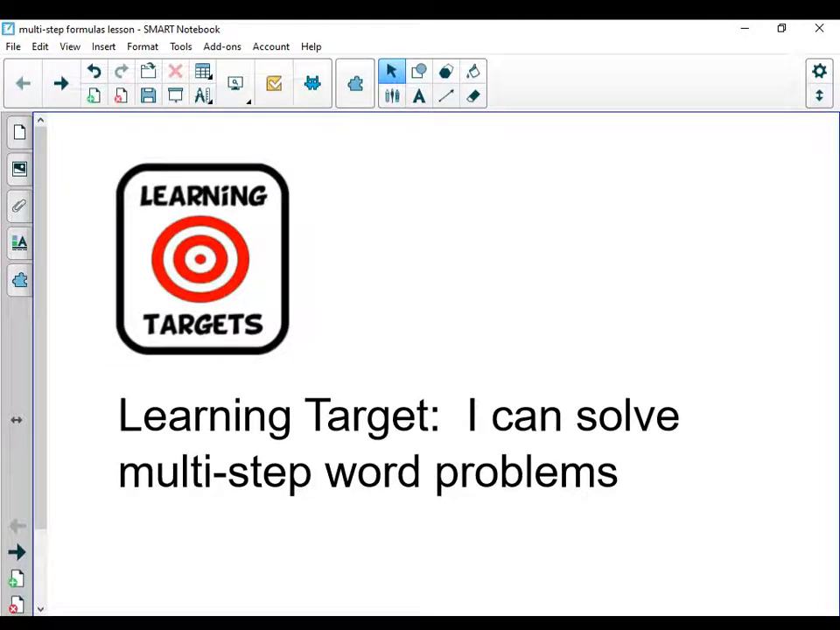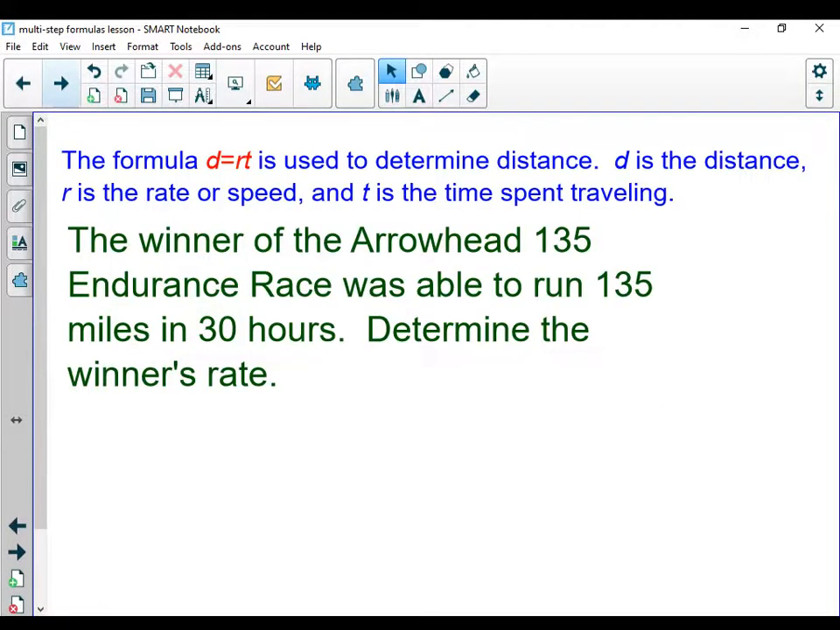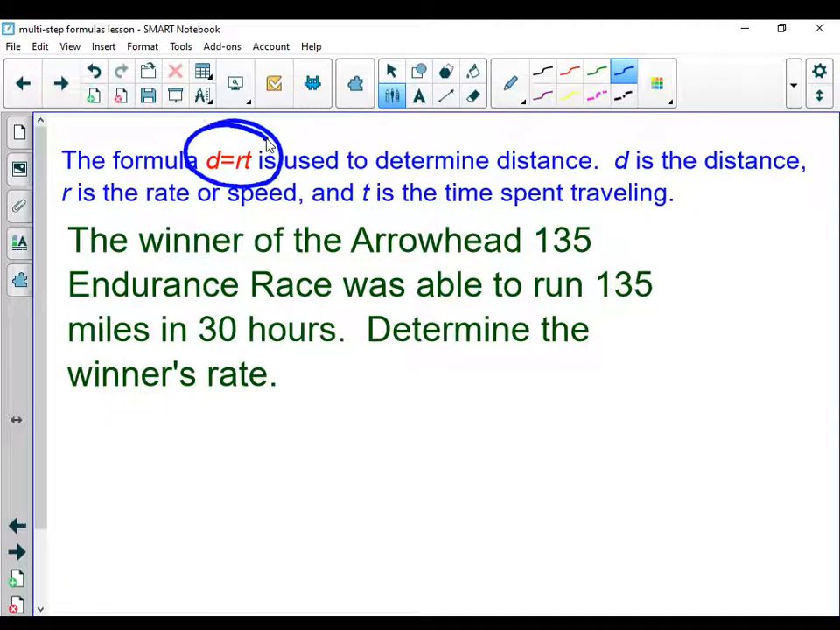Target: solve multi-step word problems, which is kind of the part that scared some people on the quiz, but it doesn't have to be scary. Here's the part that people don't want to do, though, for some reason. They don't want to write the formula on their paper. So I think you should always start by writing that formula down.